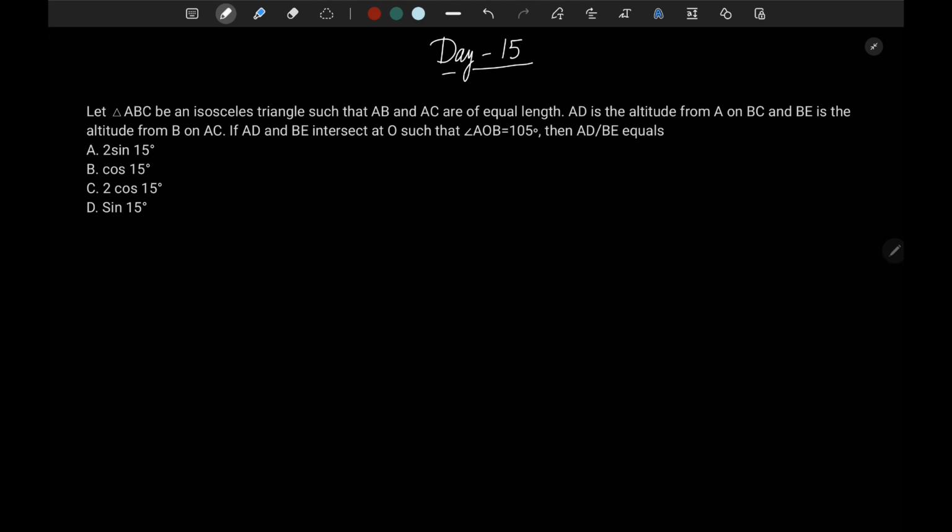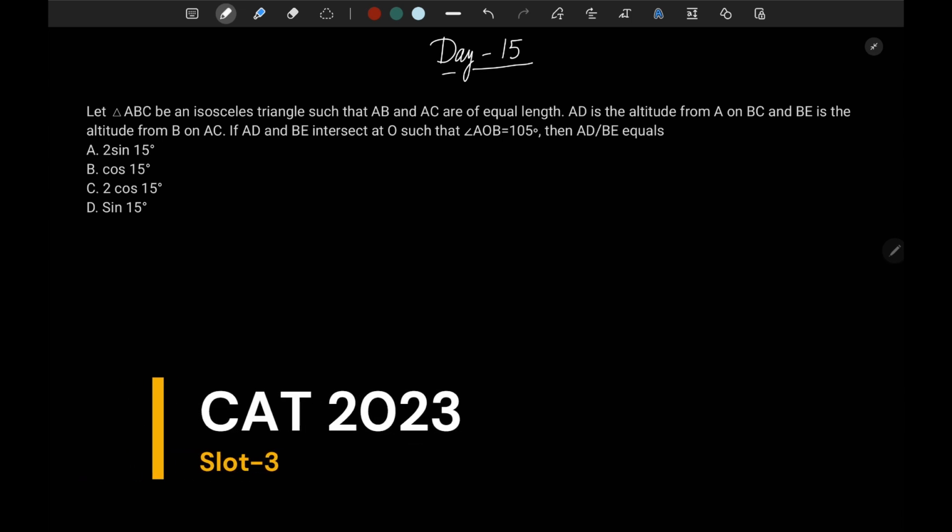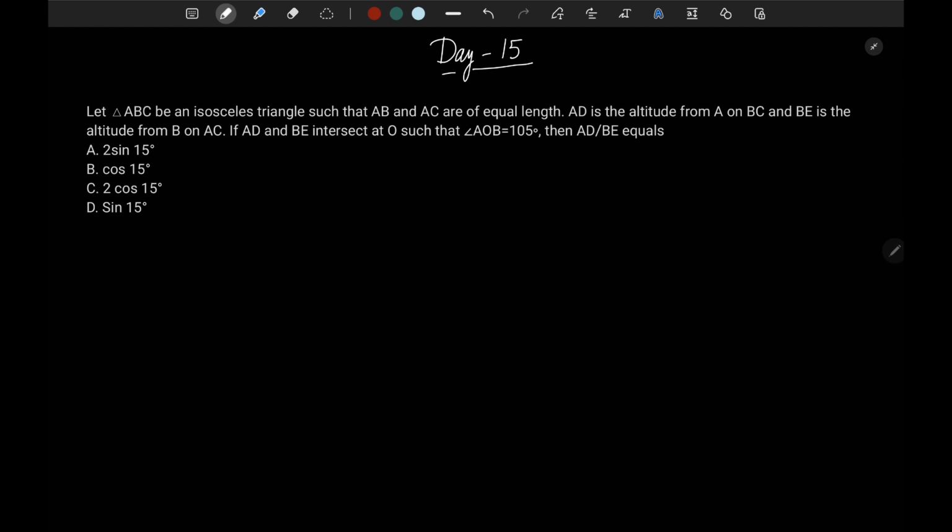This is day 15 of our series of daily QA problems, and the problem on your screen is another PYQ from CAT 23 slot 3 paper. So let's get started. This particular problem is a geometry problem, and they have mentioned that let ABC be an isosceles triangle such that AB and AC are of equal lengths.